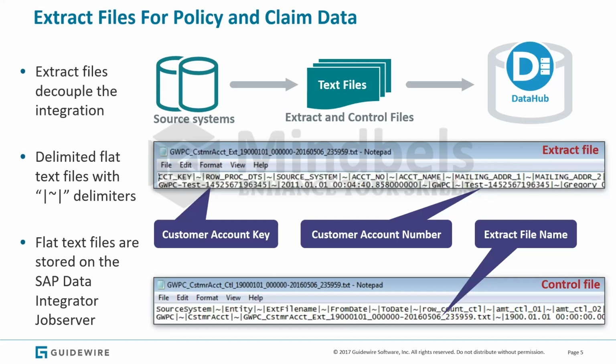We extract the data from sources and put it into the text files, into the data hub, on the job server, on one file path. Now we have the data in text files, so we do not need the source systems. What we will do now is we have the data in our text files on the job server.